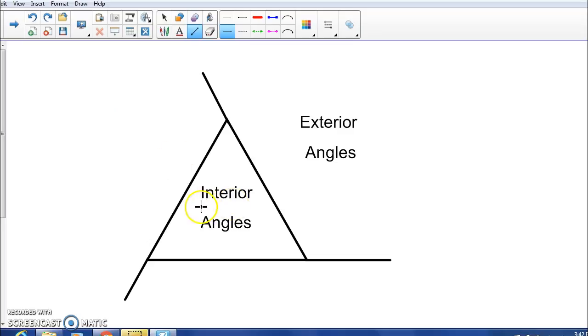Interior angles, notice the word begins with "in." Those are the angles inside the triangle. So there's 1, 2, 3 interior angles.